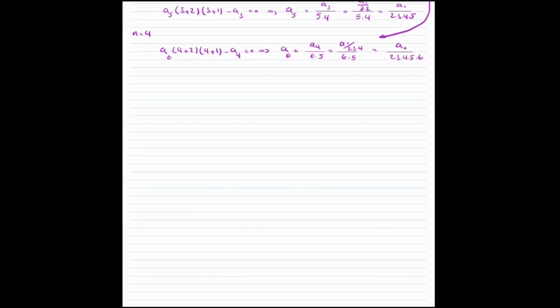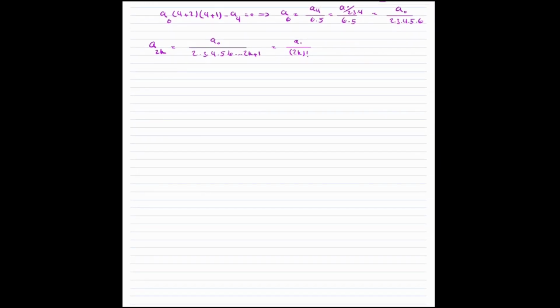So then we get our a_2k. You know the definition: 2k is going to be the even numbers, and 2k plus 1 is the odd numbers. So for our even numbers, we get a_2k equals a0 over 2 by 3 by 4 by 5 all the way up to 2k, which equals a0 over (2k) factorial.